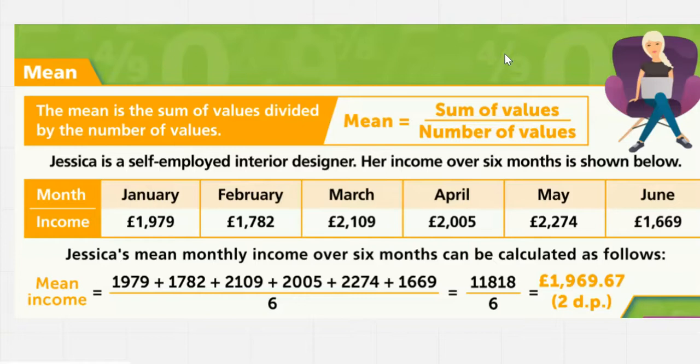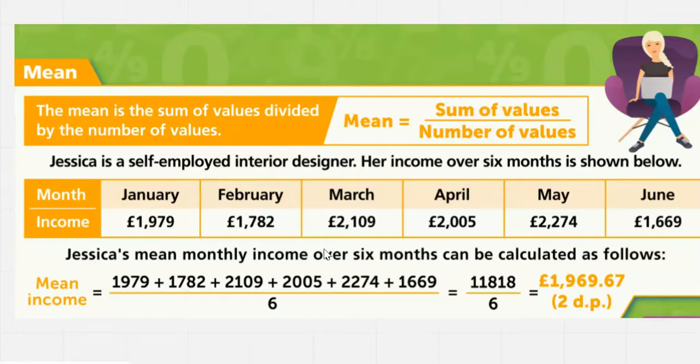So the mean is worked out. It's the sum of all the values that are given in the collection of data and then divided by how many values there are. So for this example, Jessica is a self-employed interior designer. Her income over 6 months is shown below. So you've got January, February, March, April, May, June with each individual income.